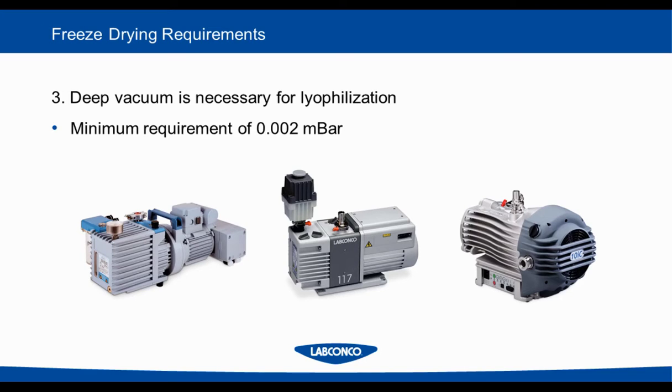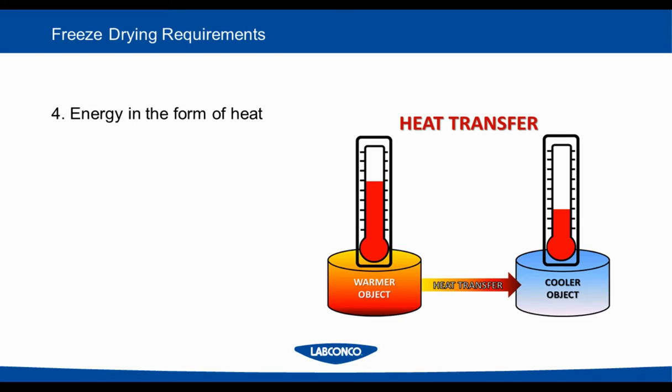The third requirement for freeze drying is having a deep vacuum with a minimum requirement of 0.002 millibar. This is necessary because the vacuum pump establishes negative pressure, forcing free water molecules that have left the sample by sublimation.